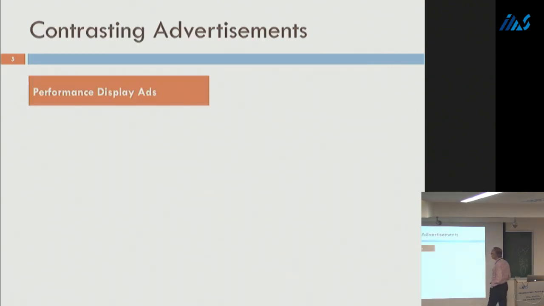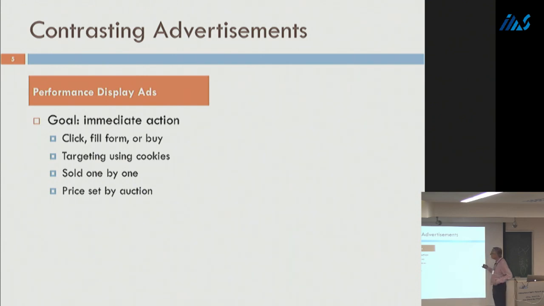So here's the difference. If you have a performance ad, and this is of course a characterization, the real world's more complicated than this, but to a first approximation, the goal of a performance display ad is immediate action. You want the guy who's there to click or to fill a form or to buy something, and you decide who to show the ad based on cookies on the website. So Sergio over here has been reading articles on refinancing homes, and the home refinance guy wants to show him an ad because they think maybe he's about to take out a new loan.